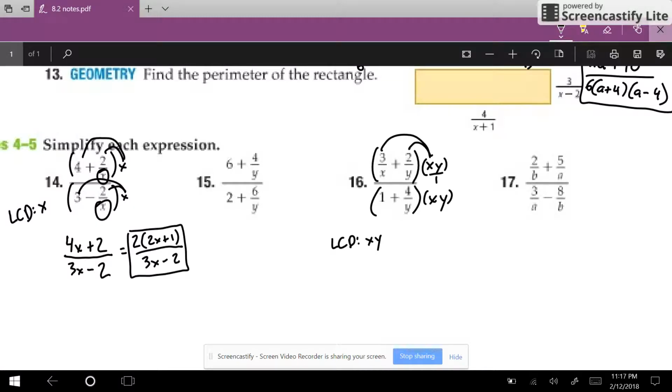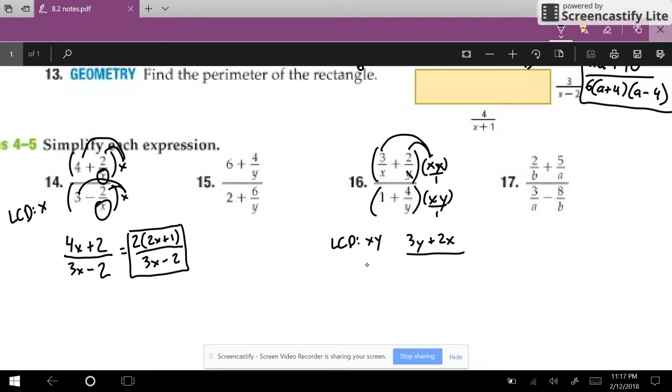So when you take 3 over x times xy, your x's will cancel. I'm going to erase this in a moment, but those would cancel, so you're left with 3y. But now when you multiply to this next fraction, it starts over. The whole entire 2y is still there. So the denominator here of y will cancel out with the y, leaving you with 2 times x. So I have 2x.